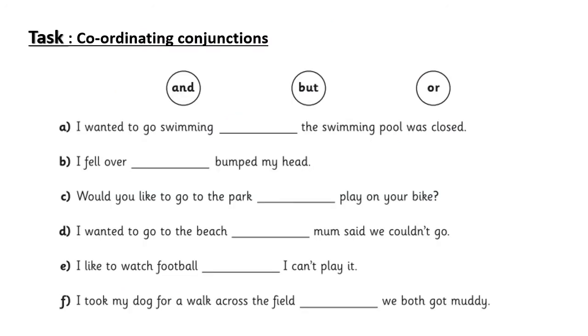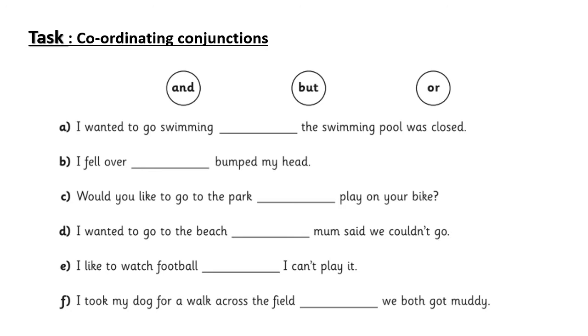So what I want you to do is look through these sentences here and put in the correct conjunction. I wanted to go swimming. The swimming pool was closed. I wanted to go swimming, but the swimming pool was closed. Hopefully you got that one. I fell over, bumped my head. I fell over and bumped my head.